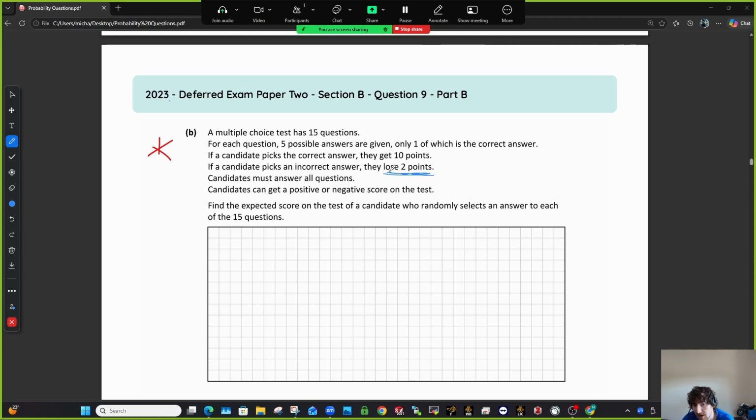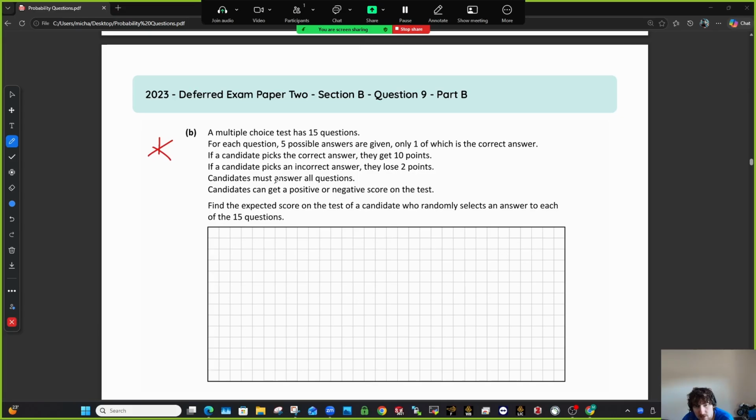This is what we call negative marking, where if you don't know the answer, you're sometimes better not answering it at all. Don't be guessing, because if you guess and get it wrong, you lose points. So that's called negative marking, and that's very useful for these multiple choice tests to stop people guessing answers and getting marks they shouldn't be getting. Anyways, candidates must answer all questions. So they're being forced to give an answer, they're being forced to guess.